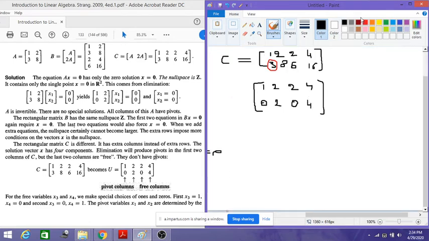So now if we see here, 1 is my pivot and 2 is my pivot. Whereas this 3 and 4 are not pivots, therefore they act as free columns.